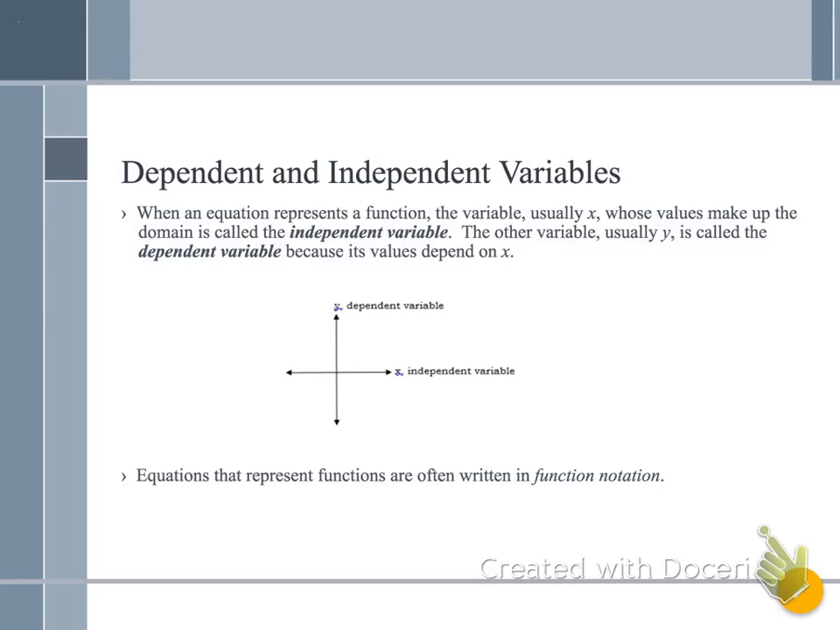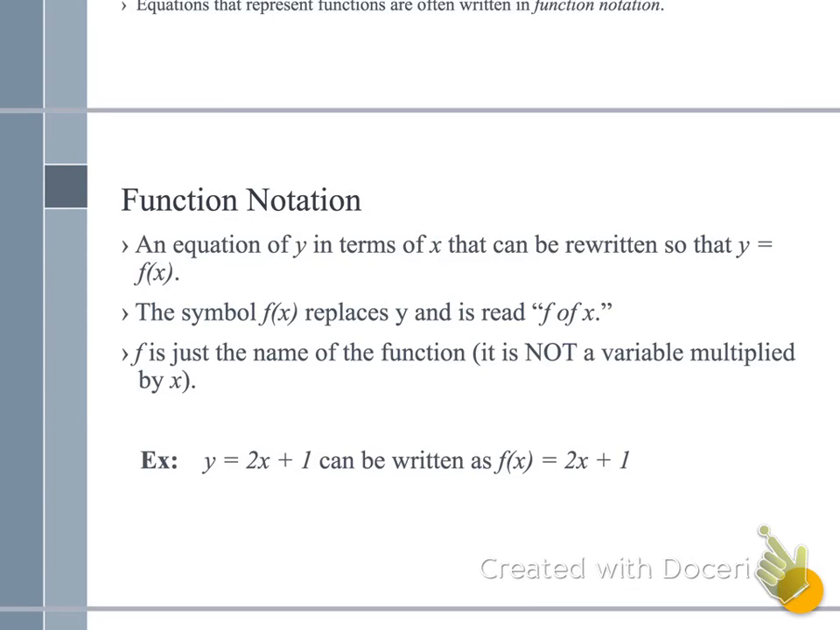These equations represent functions, often written in function notation. An equation of y in terms of x can be written as y equals f of x. So y is the same thing as f of x in any of these situations. The way we say it is f of x. It's not f times x, it's a function of x. It's a way of saying, hey, we have this x, and it also represents y.